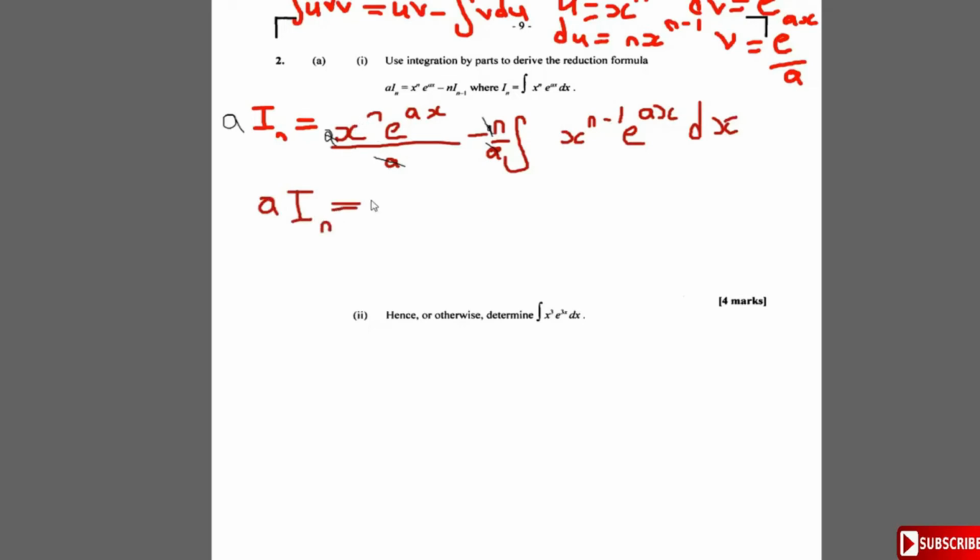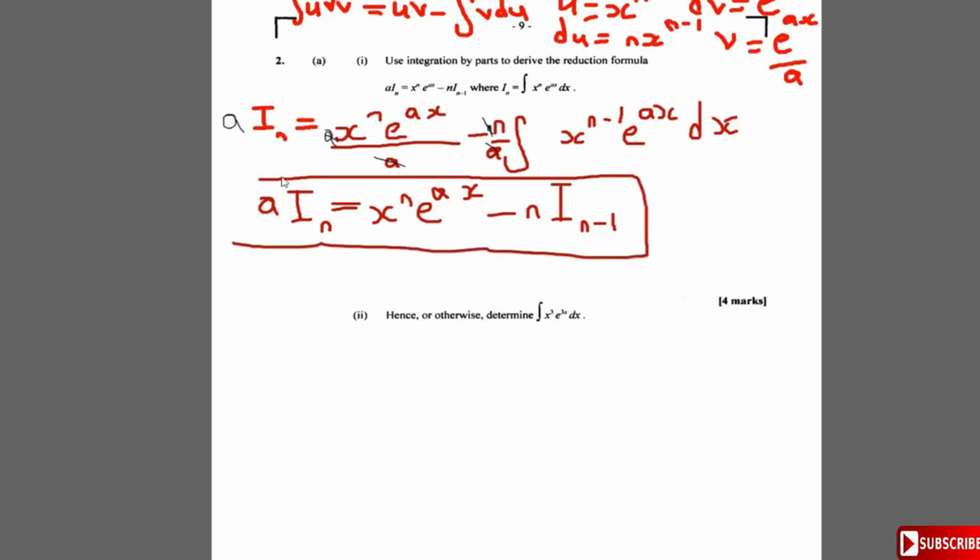is equal to x to the n e to the ax minus, now this becomes n times, now x to the n minus 1 e to the ax is just I_n minus 1. Replace n with n minus 1 from the original formula. And so we've shown it. Nice and easy. So it is proven.